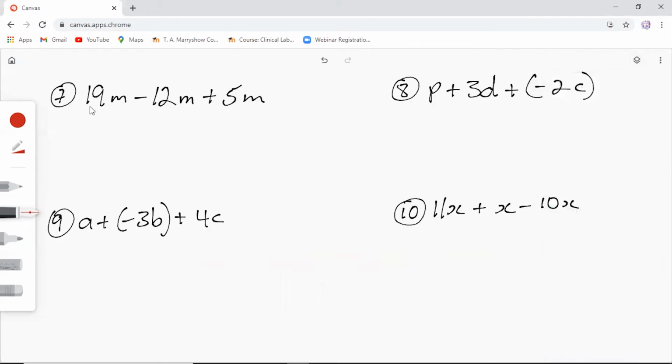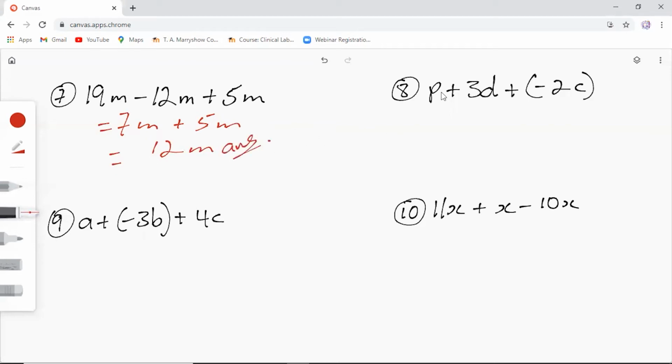We have here 19m subtract 12m plus 5m. All terms have the variable m, so they are like terms. So we can say 19 subtract 12 is 7. So that's 7m plus 5m. And the 7m plus 5m would give us 12m. Okay, so our answer is 12m. Good.